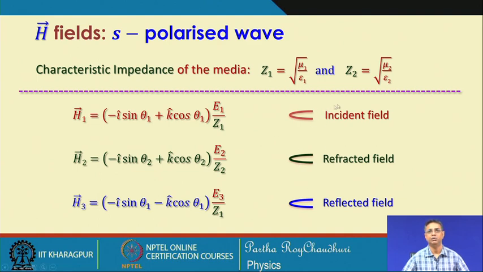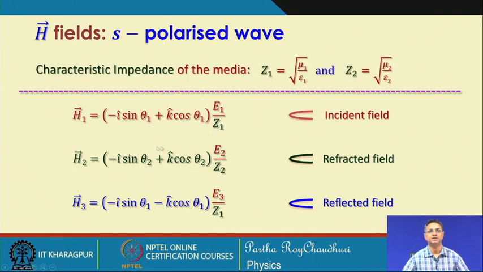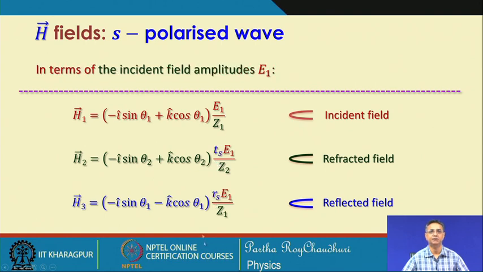So, I have been able to write the magnetic field of the incident wave, refracted wave and reflected wave in these three equations, where I have used Z 1, Z 2 and Z 3 equal to Z 1 as the characteristic impedance. Now, if I include the reflection amplitude and transmission amplitude in the magnetic field components, then we can write down this equation in this form, all in terms of the incident electric field amplitude.